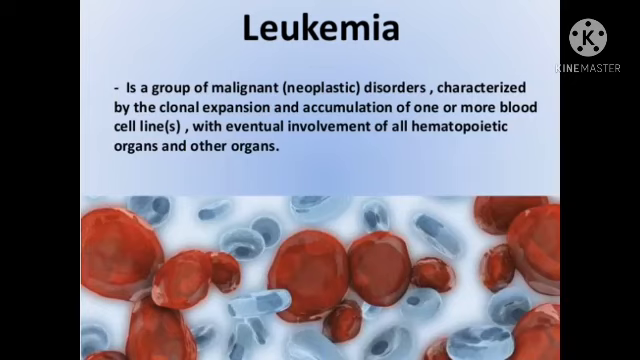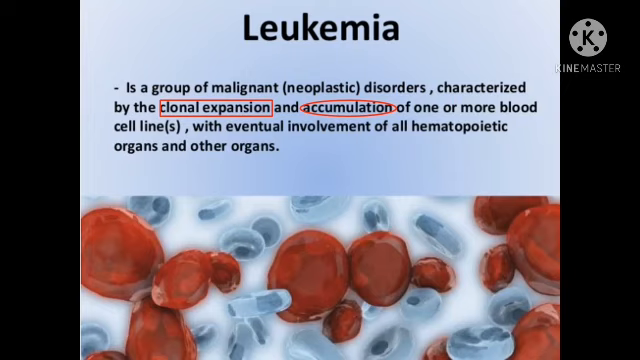Let's see the definition of leukemia. Leukemias are group of malignant disorders characterized by clonal expansion and accumulation of one or more blood cell lines with eventual involvement of all hematopoietic organs and other organs. Here you remember the two keywords, clonal expansion and accumulation.